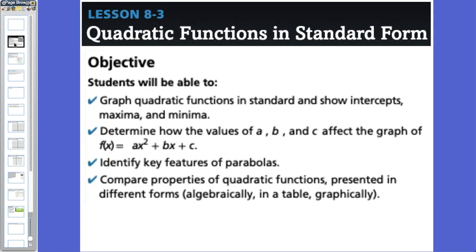So here we go. We are going to jump into lesson 8.3, quadratic functions in standard form. We've already learned how to write things in standard form, but now that we're into graphing these equations, these functions, we're going to see what being in standard form does for us when we graph things.